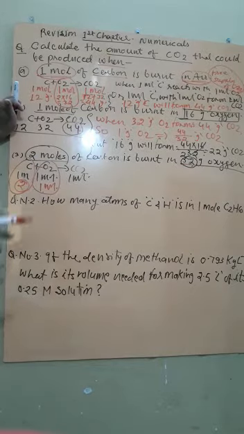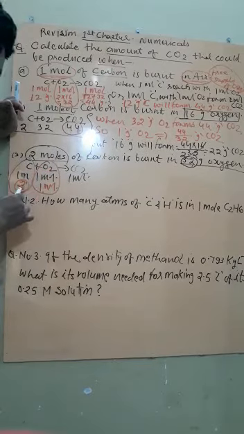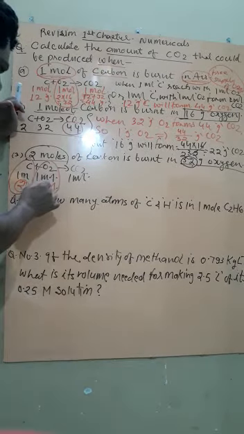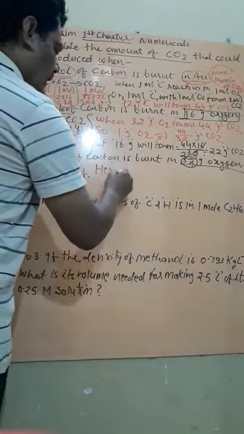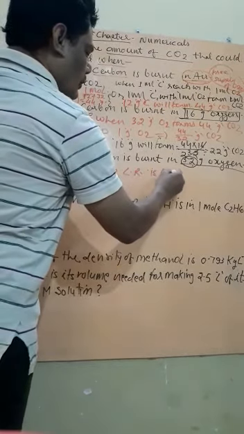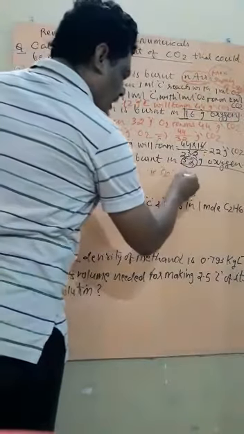Oxygen. Why is it the limiting reagent? It is 1 mole and 1 mole, but here it is 2 moles and 1 mole, which means its quantity is lesser as compared to carbon. That means the limiting reagent is oxygen. So we can simply write here that the limiting reagent is O2.